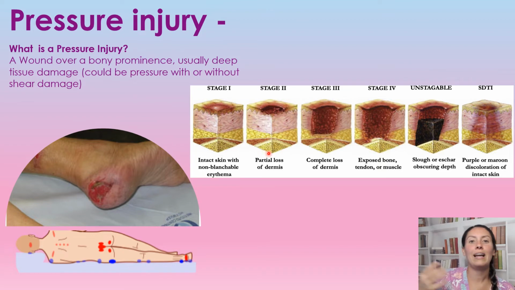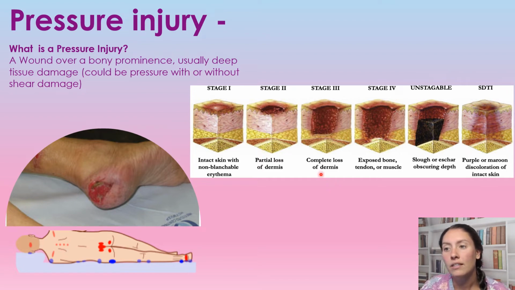Stage 2 is when it actually opens up, so that top layer of skin is gone. Stage 3 is complete loss of the dermis, so right down to the muscle. And stage 4 goes down to the bone. Our unstageable is where we don't have a clean wound base. We can't see the wound base because something is covering it, either eschar or slough. So that would be unstageable. We can't actually see how deep it is.